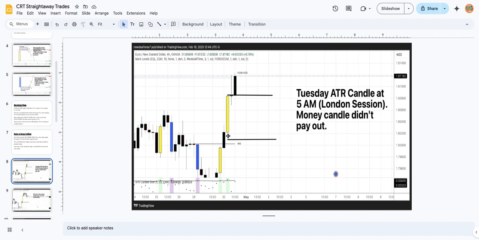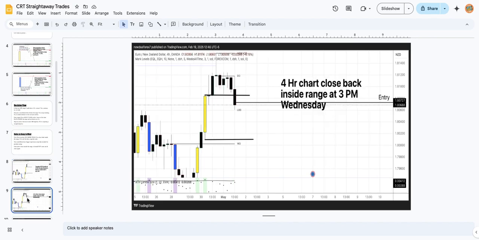This is on a Tuesday. Obviously this is more than 50 pips. This is Euro New Zealand, but this can work on any trading instrument. Doesn't matter if it's crypto, futures, stocks, etc. So there you go. ATR candle right here. Price breaks above the range, closes back inside of it, and then pops right back out. So we just wait, because what we're waiting for is for price to close back inside this line right here, back inside the high of the range.